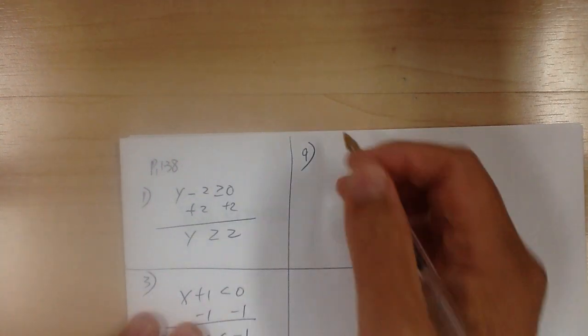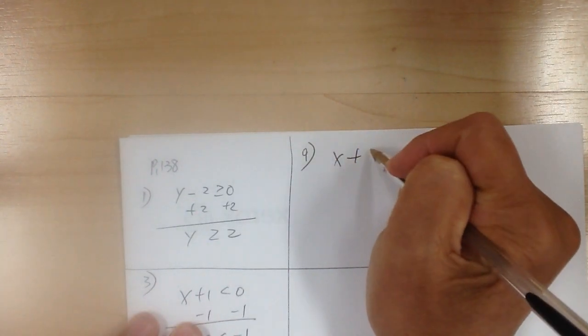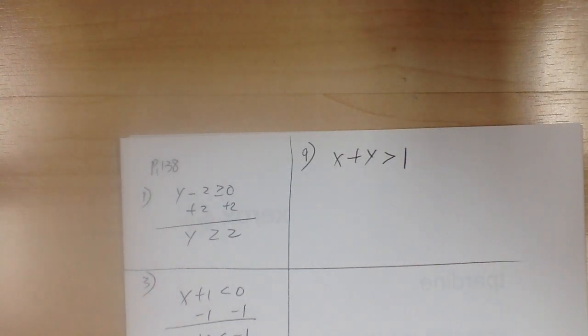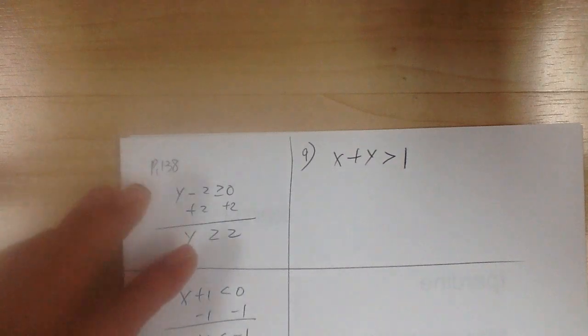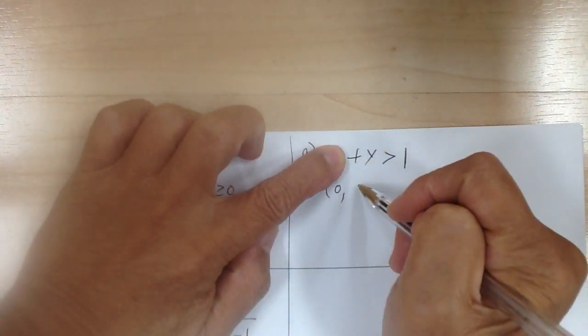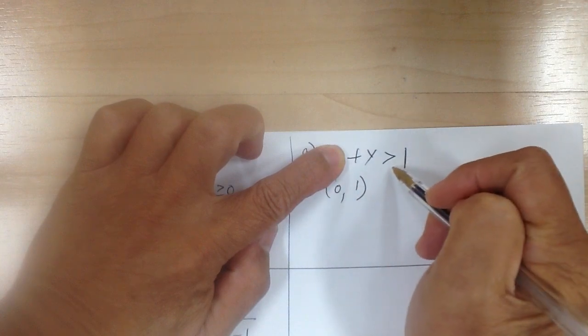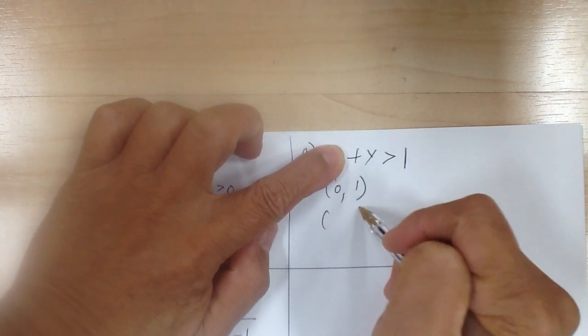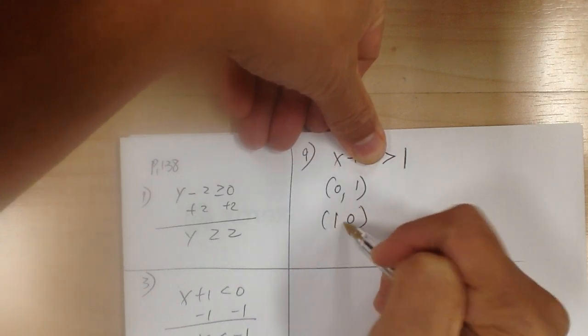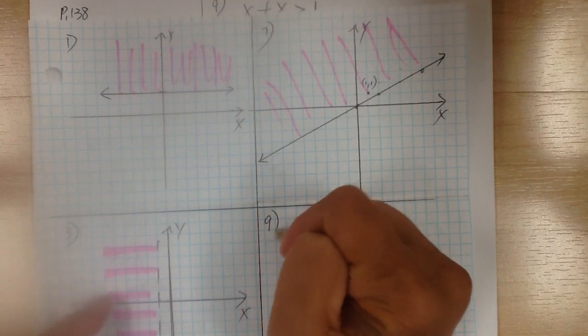Okay, number 9. You got x plus y is greater than 1. So this one you can use the intercept method. So if x equals 0, then y will equal 1. But remember, you have to treat this as equal when you're doing the boundary line. So if you let y equal 0, then x will equal 1. Okay, so those are your 2 points. So let's go and graph this.